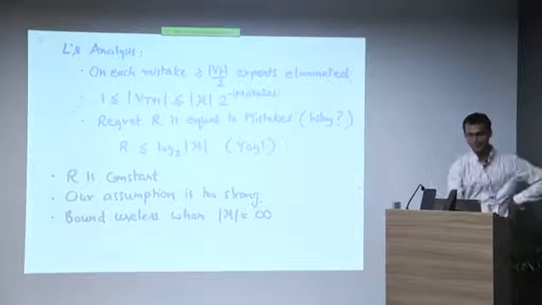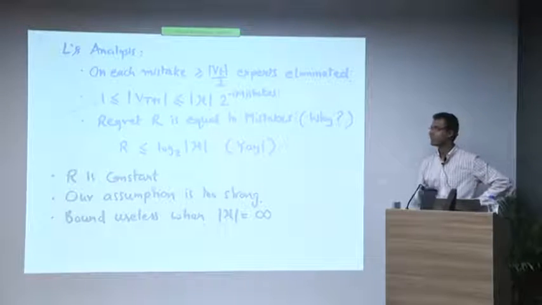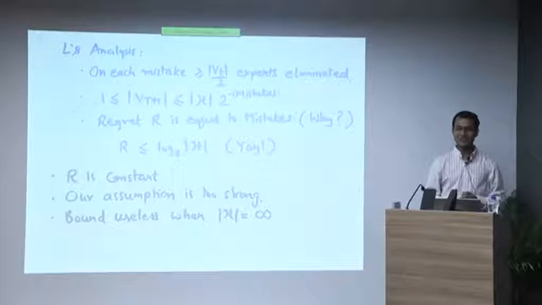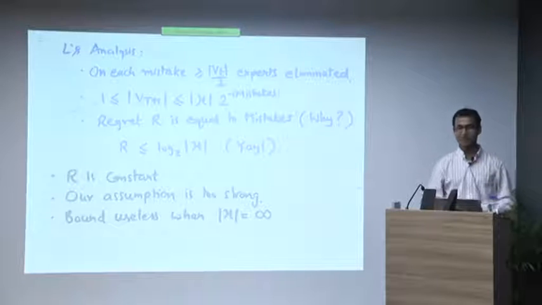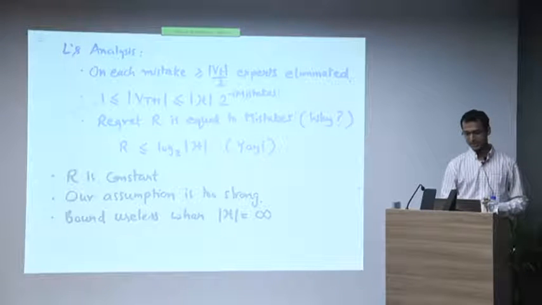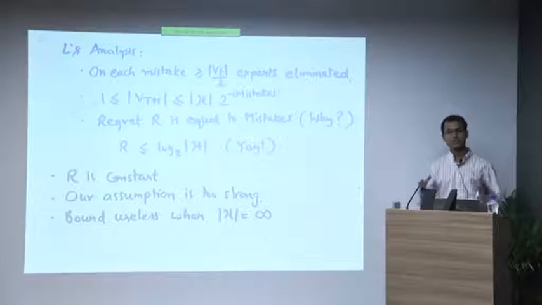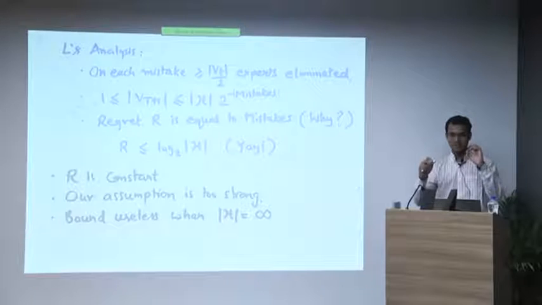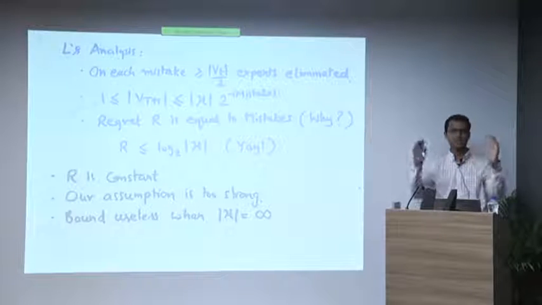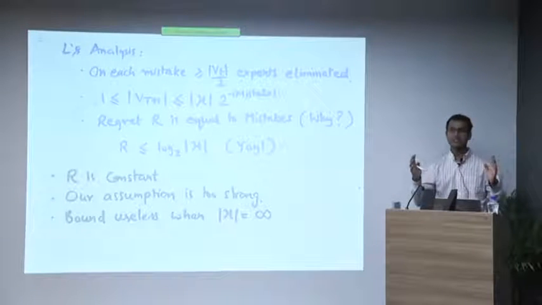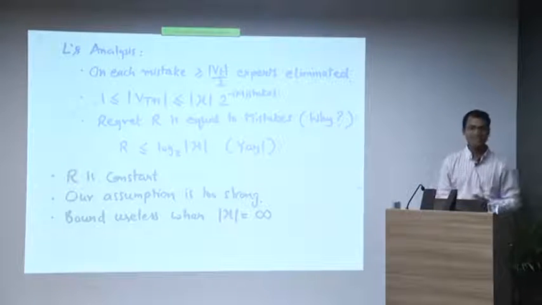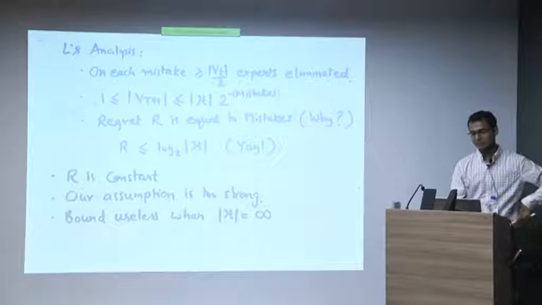But our assumption is too strong. We said one of the experts is going to be always right, a God or Oracle expert who is always right in terms of their prediction. And also, the bound is useless when the number of experts is infinite. Why should I choose a finite set of experts? Like in linear regression, your linear regression is all about searching for a vector W in some set. If you do L2 regularization, all it means is that you're searching for a point in an L2 ball. That ball is not finite, right? So there's some discord here.